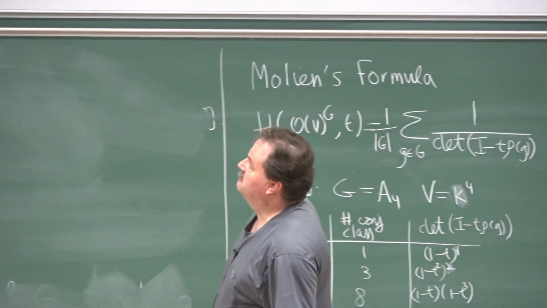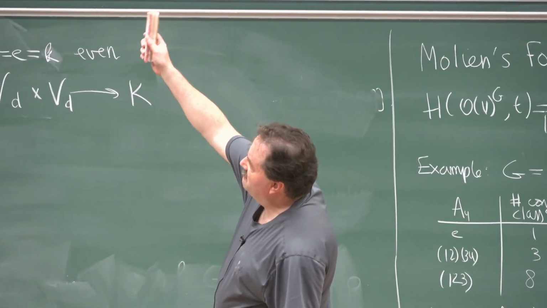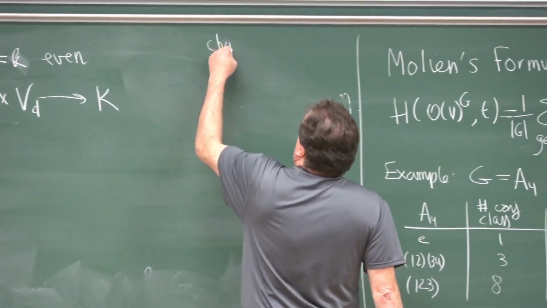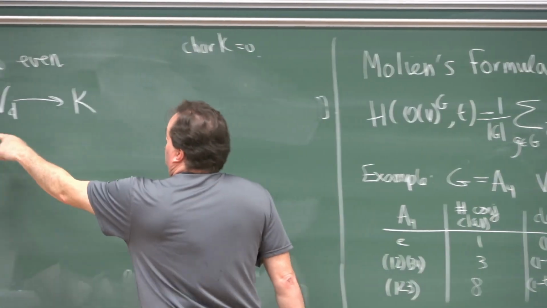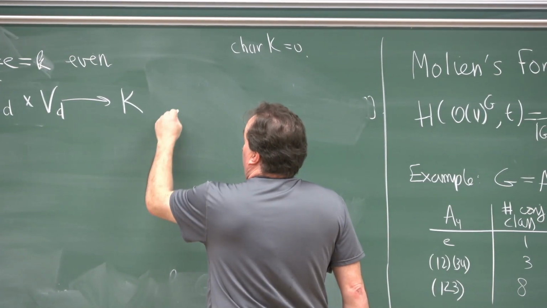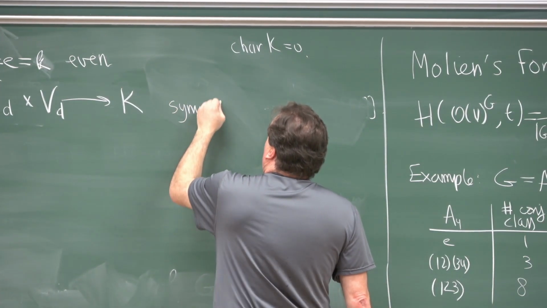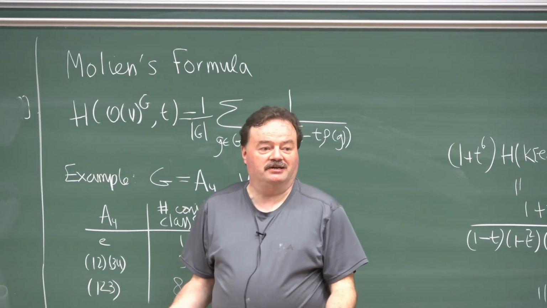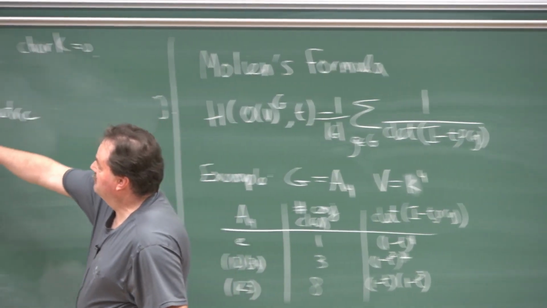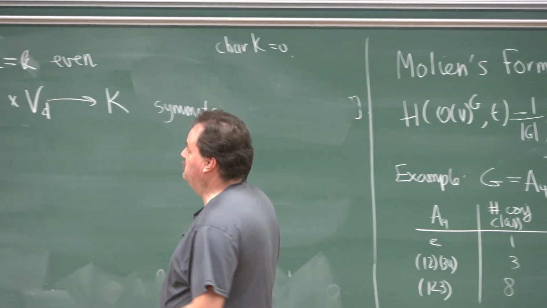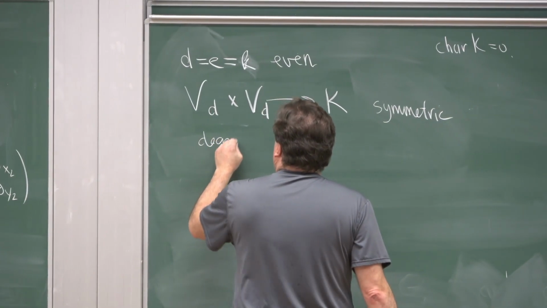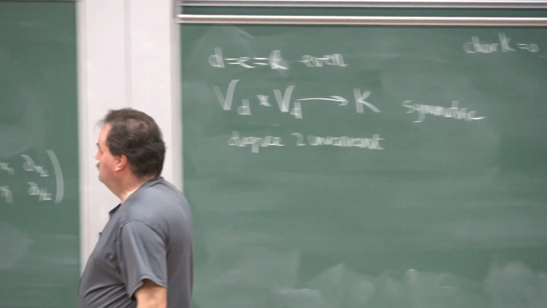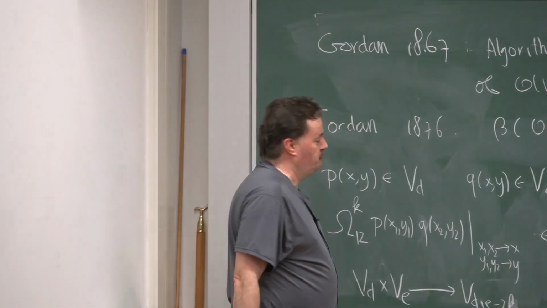By the way, I should have said somewhere that I assume characteristic 0. So this is bilinear, and if d is even, then it's also symmetric. So you can think of it as a quadratic form, which is invariant, right? Because SL2 acts trivially here. So this gives us a degree 2 invariant. Now, using this approach, one can construct lots of invariants.